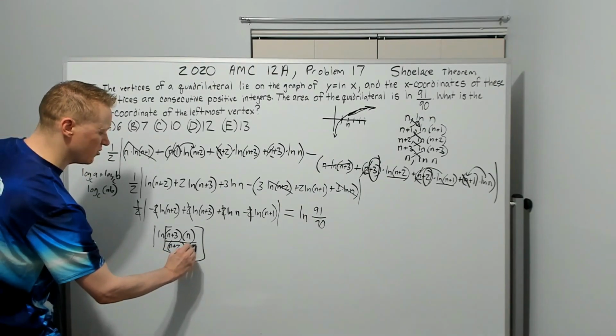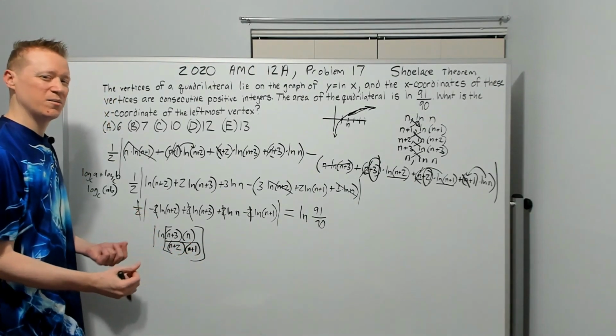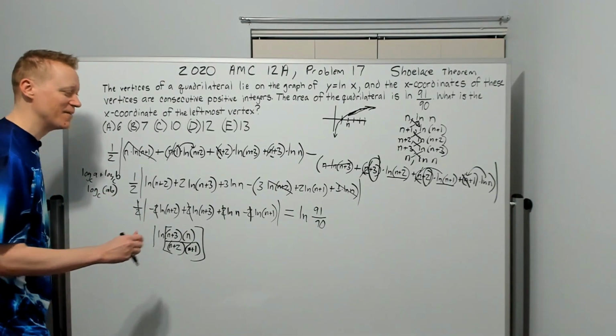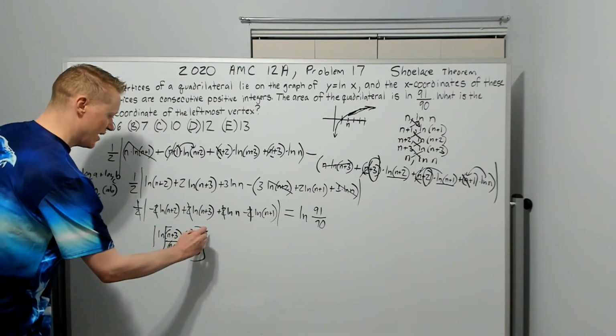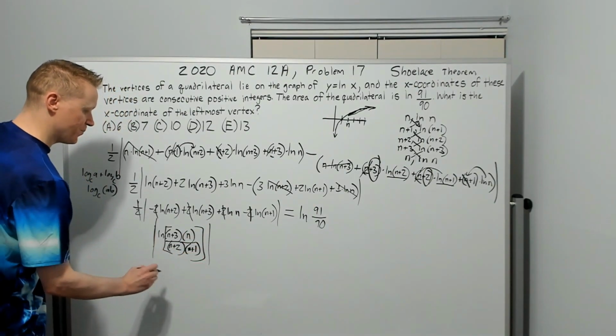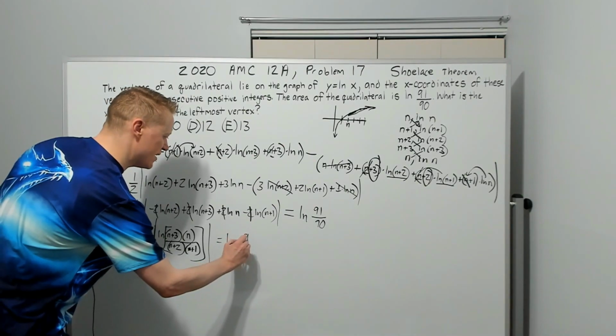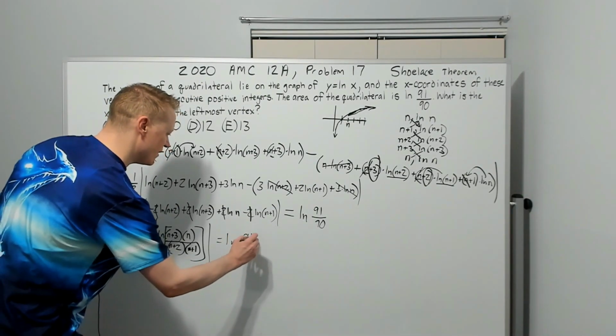I'm sorry I don't have time to unpack logarithm rules in the video. I've got to teach again in like 5 minutes and I'm running out of time. So we're going to continue on here. It's all in absolute value, and it's going to equal the natural log of 91 over 90.